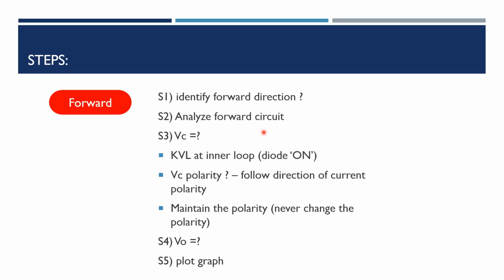Then the second step is to analyze the forward circuit. For the third step, we need to identify or calculate the value of VC. So here VC is equal to what? At this time, we need to use KVL at the inner loop, which refers to the loop at the diode when the diode is in the on condition.